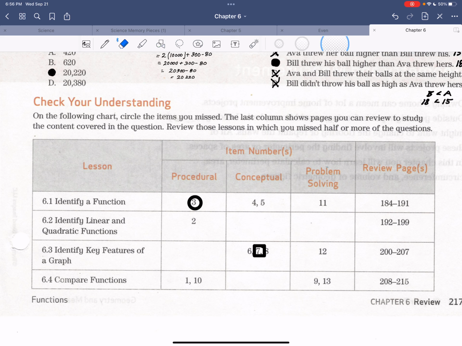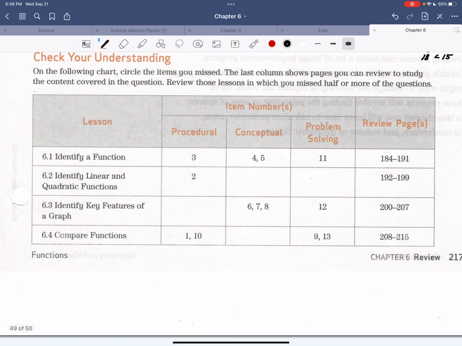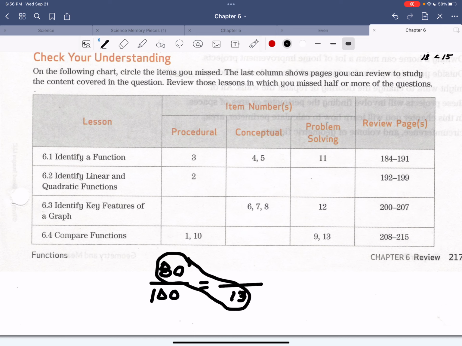Now, I would encourage you to review also if you miss less than 80%. So to find that number, let me show you how I would do that. You want to know 80%. That's 80 out of 100. And we had 13 questions. So solve the proportion. 80 times 13 is 1,040. Divide by 100, that's going to be 10.4.